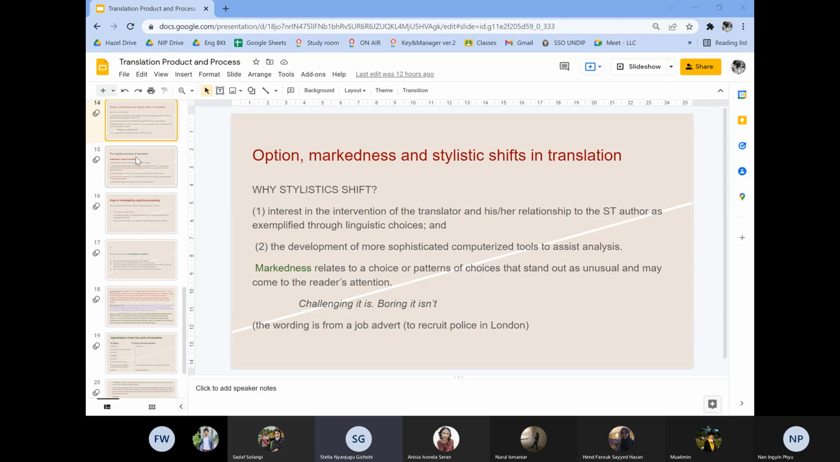Challenging it is, boring it isn't. Of course, we can see that this is a job advert. It was one to recruit police officers in London. But if you are to translate this, sometimes it might not come out the way you want it to because of the ordering of the adjectives. If you were to translate this into your languages, you would find that it might not bring out the message you'd want it to bring. So in that case, we'll go to the next part.